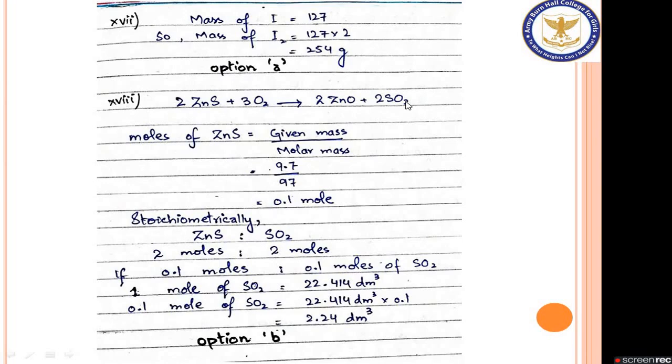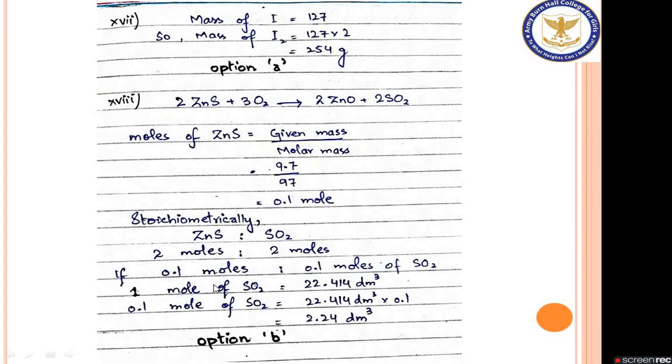So first we will convert these grams of zinc sulfide into moles with the help of the formula: moles of zinc sulfide is equal to given mass divided by molar mass. After putting in the values, the moles of zinc sulfide will be equal to 0.1 mole. Stoichiometrically, from the balanced chemical equation, 2 moles of zinc sulfide give us 2 moles of sulfur dioxide. So 0.1 moles of zinc sulfide give us 0.1 moles of sulfur dioxide.